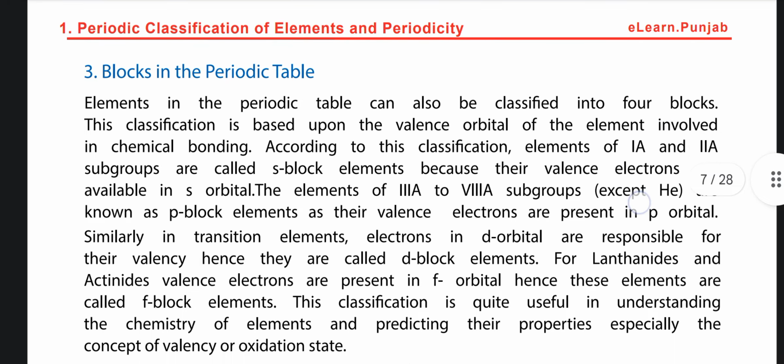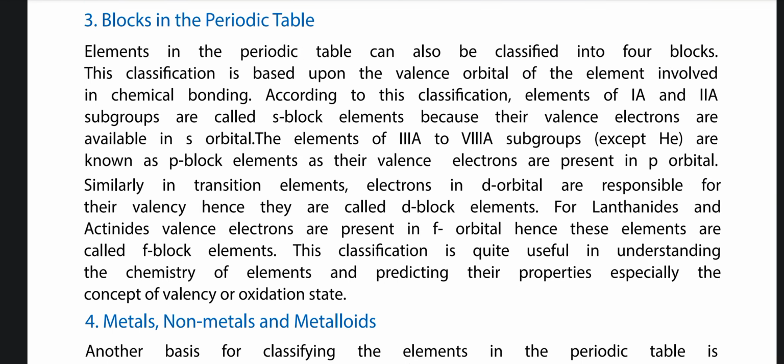3. Blocks in the periodic table. Elements in the periodic table can also be classified into four blocks. This classification is based upon the valence orbital of the element involved in the chemical bonding. According to this classification, elements of 1A and 2A subgroups are called s block elements because their valence electrons are available in the s orbital. Elements of 3A to 8A subgroups except helium are known as p block elements as their valence electrons are present in the p orbital.